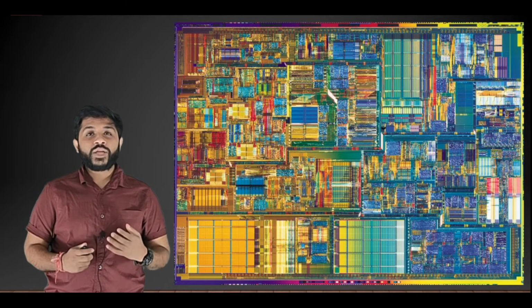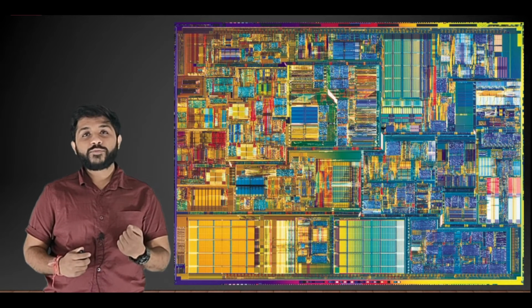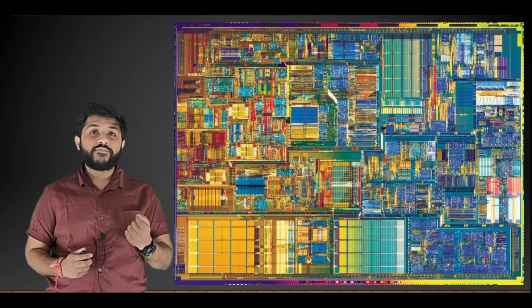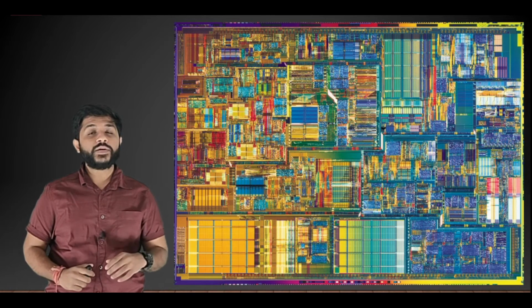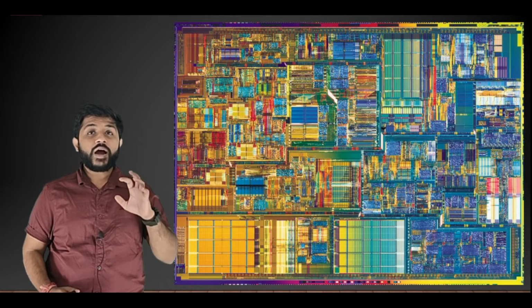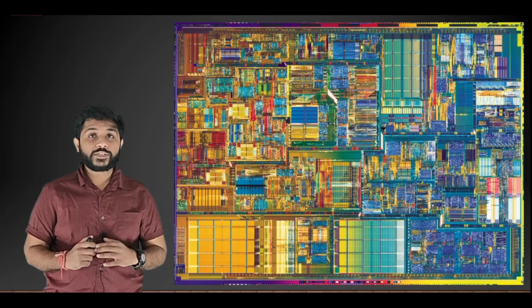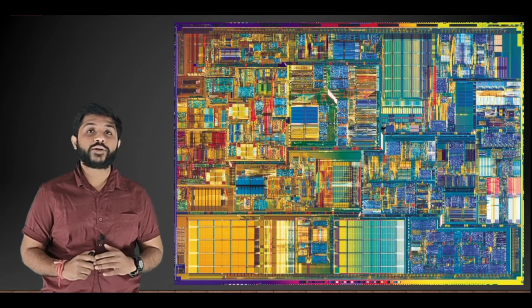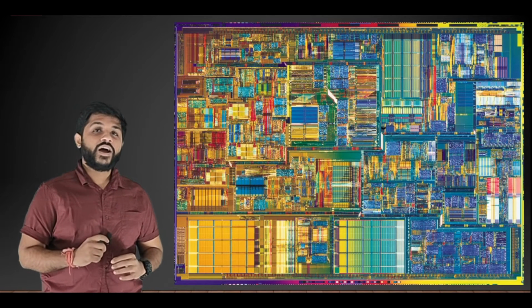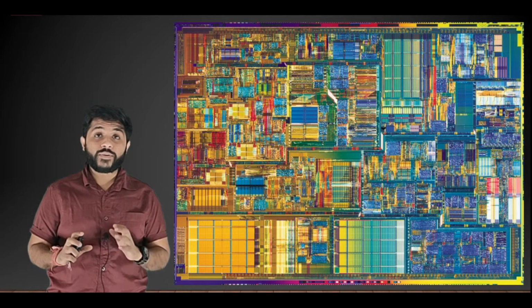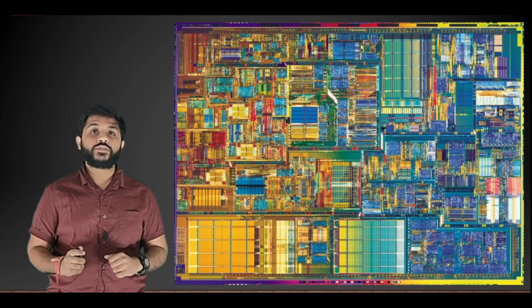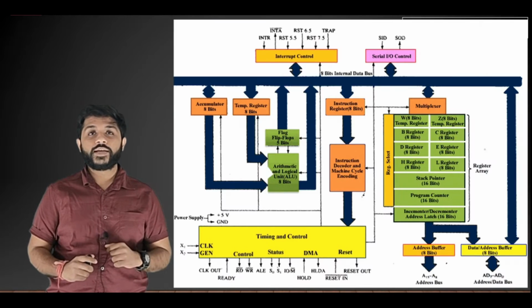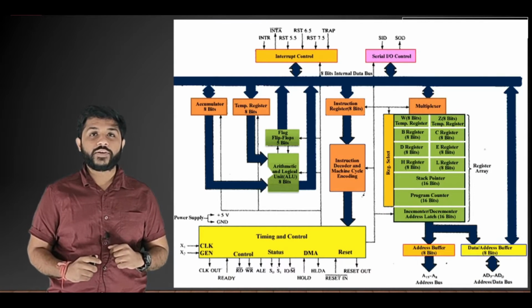So that is why when you purchase any microprocessor, you will get a reference manual. In that reference manual, you will find how many blocks are there in the microprocessor, and you are also going to see a proper block diagram of the microprocessor. And let's see how the block diagram of the microprocessor 8085 looks like. So this is the block diagram of the microprocessor 8085.